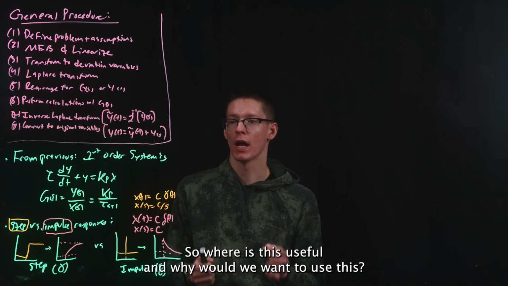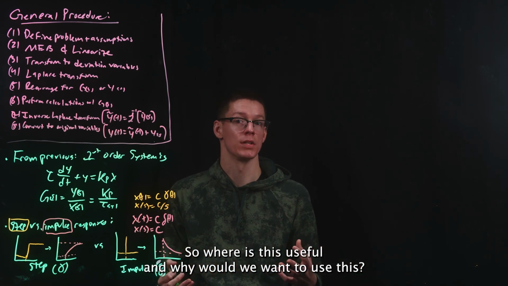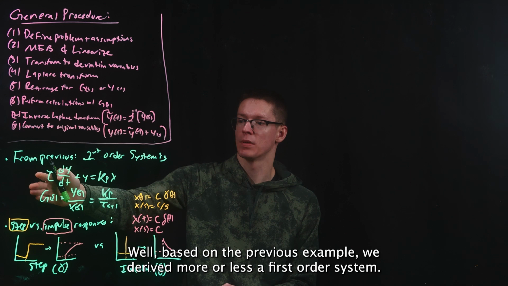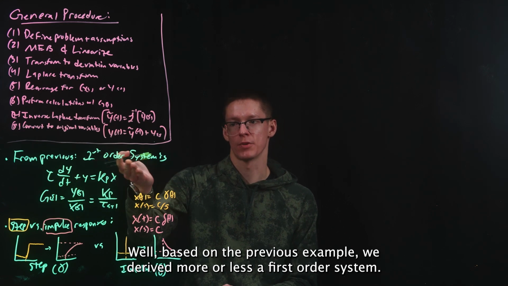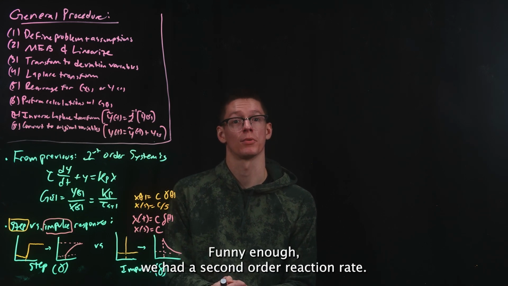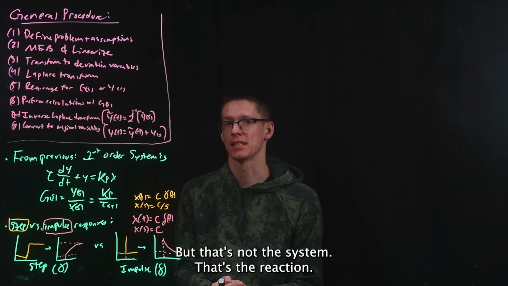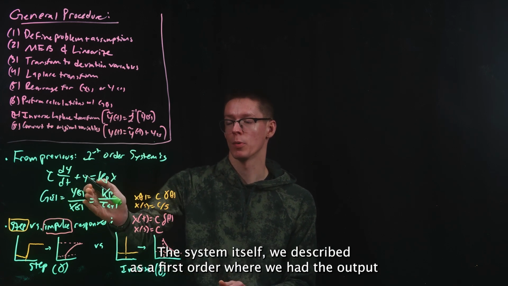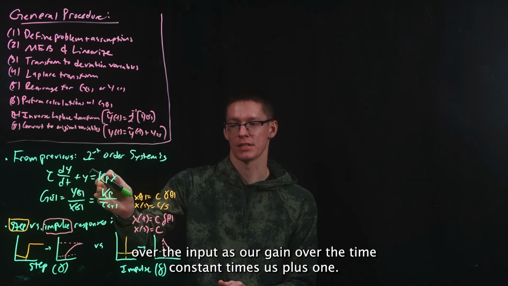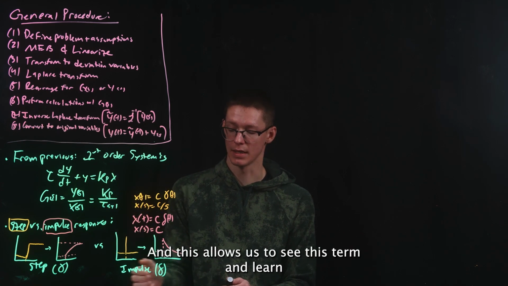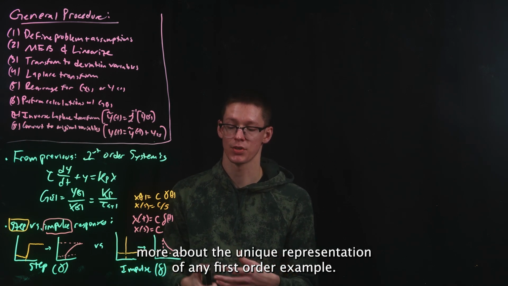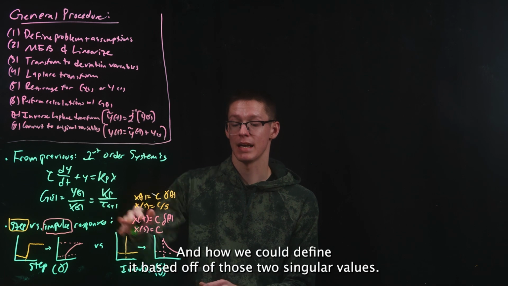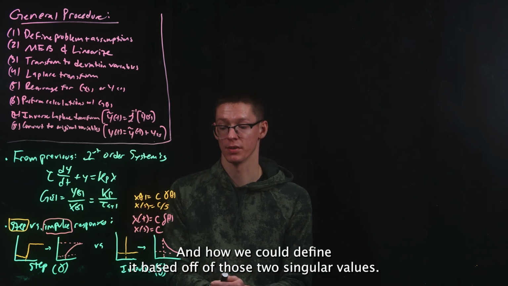So where is this useful, and why would we want to use this? Well, based on the previous example, we derived more or less a first order system. Funny enough, we had a second order reaction rate, but that's not the system, that's the reaction. The system itself we described as first order, where we had the output over the input as our gain over the time constant times s plus 1. And this allows us to see this term and learn more about the unique representation of any first order example and how we can define it based off of those two singular values.